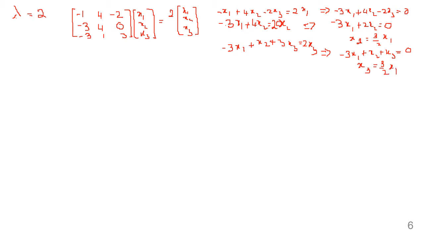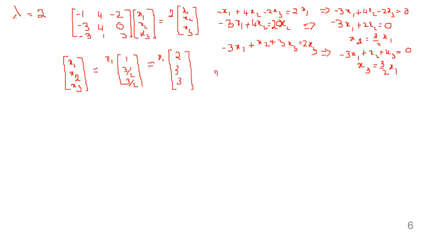So when I write it in the form of a matrix equation, x1, x2, x3 is equal to, here x1 it is 1 and x2 is 3 by 2 times, x3 is also 3 by 2 times. Or I can write this is equivalent to x1 times 2, 3, 3. So the eigenvector corresponding to lambda 2 is equal to 2, 3, 3.